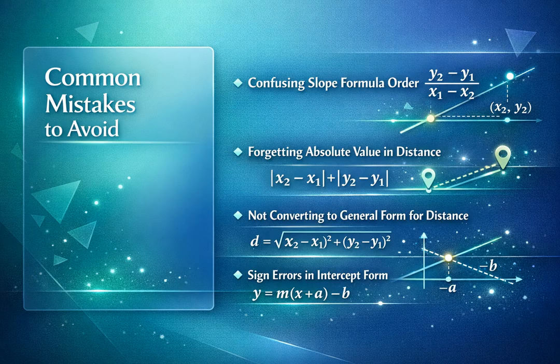Watch out for common mistakes. Don't reverse the order in the slope formula. It's (y2 minus y1) over (x2 minus x1). Remember the absolute value in distance formulas. Always convert to general form before using the distance formula. Be careful with signs in the intercept form.